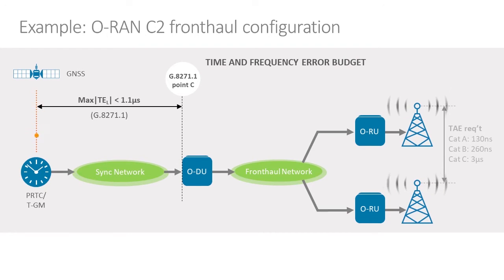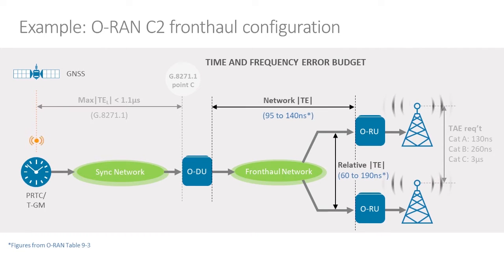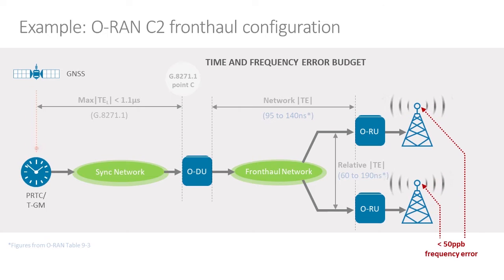Then if we take a look at table 9.3 from the ORAN specifications here for synchronization, we can see the relative time error performance which is needed on the output from the front haul network and the input to the ORU, and also there for the performance that's required for that front haul network segment itself. Let's remember also there is a frequency requirement on the transmission here on the air interface, and that's going to work its way all the way back through the network.